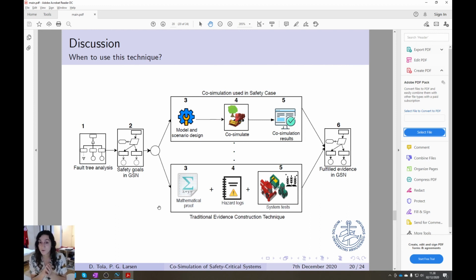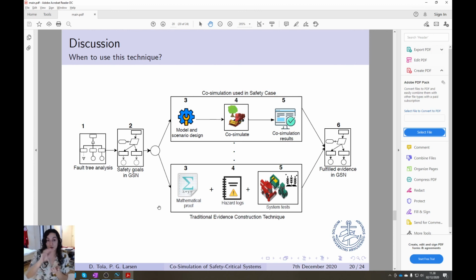In some cases, it won't make sense to use co-simulation. For example, if you have a lot of system tests performed before and you're just upgrading the version of a system of a vehicle, for example, then maybe it will make sense to just use some mathematical proof and hazard logs from the older version and the system tests and a number of system tests.